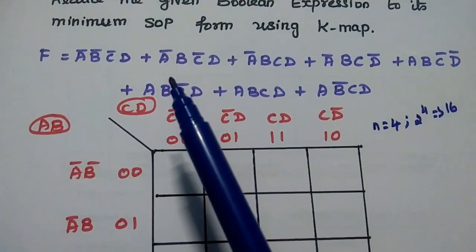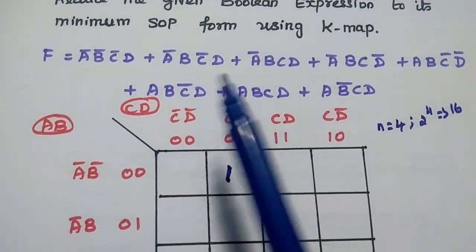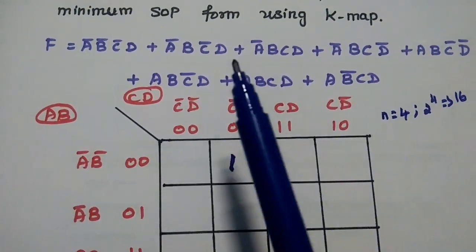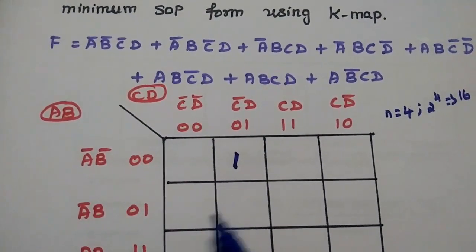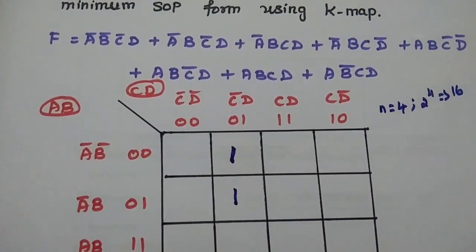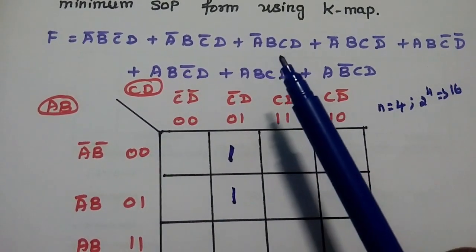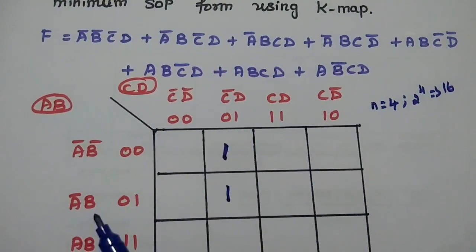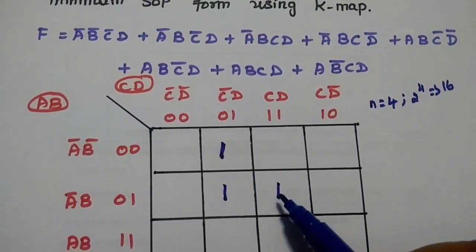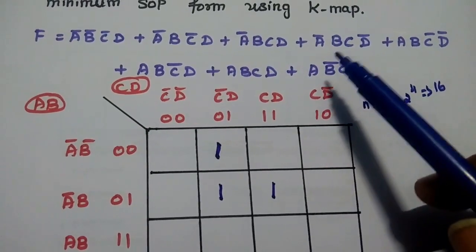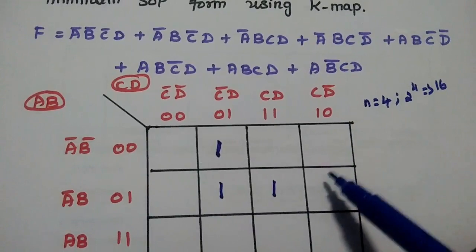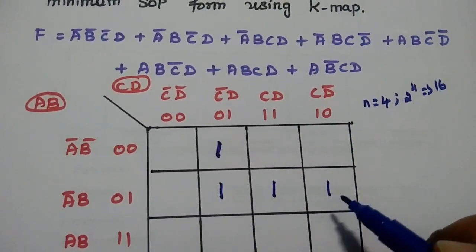So next A bar, B, C bar, D. So here A bar, B means second row. Here C bar, D means second column. So here we have to place the 1. Then A bar B, C, D. So A bar B means second row, C, D means third column. Put 1 over here. Next A bar B, C, D bar. So here it is 1.